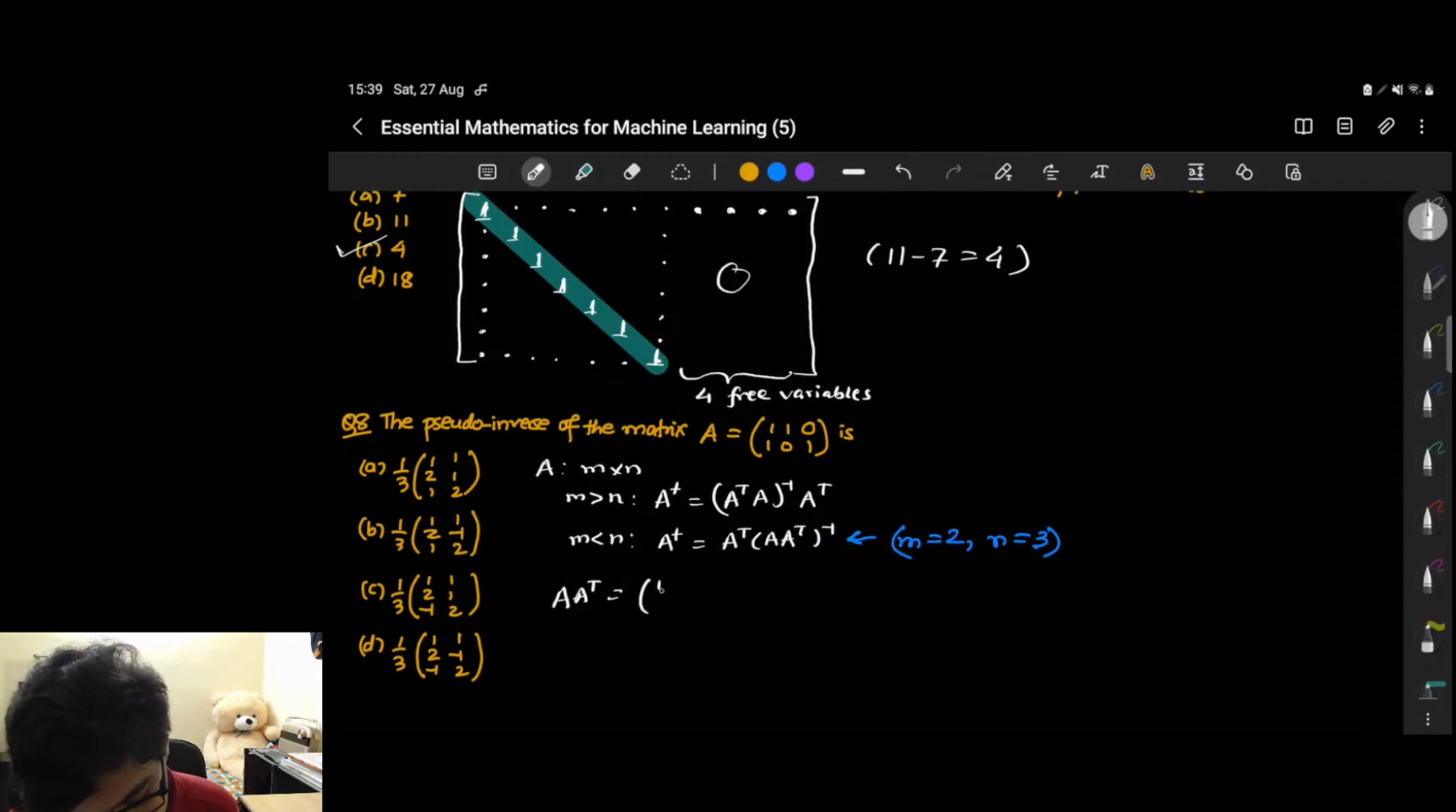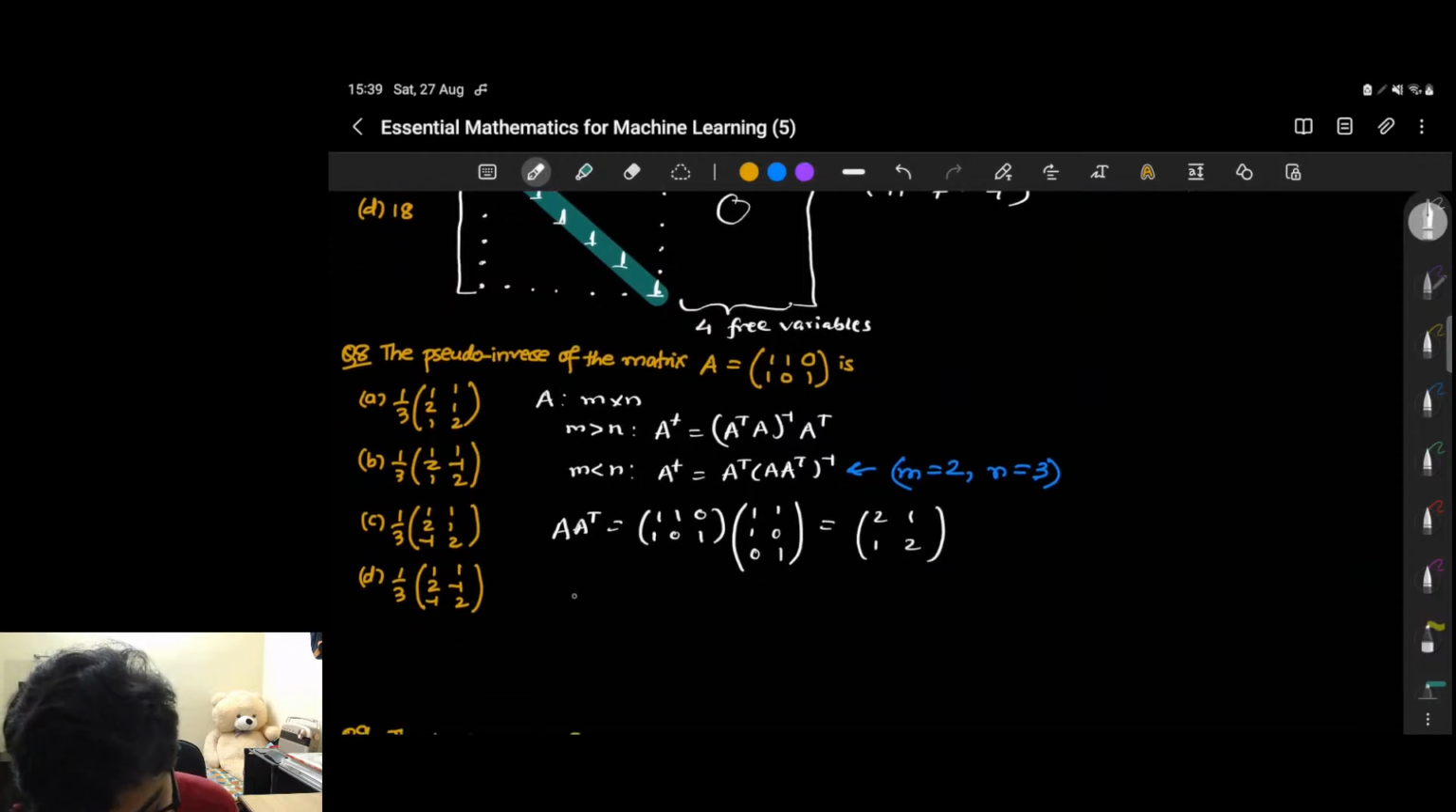So this is the matrix A. Then we have the transpose of the matrix A. And then we will multiply it. So this is A transpose A, and then inverse of this. So (A transpose A) inverse. Now inverse of a square matrix is very simple.